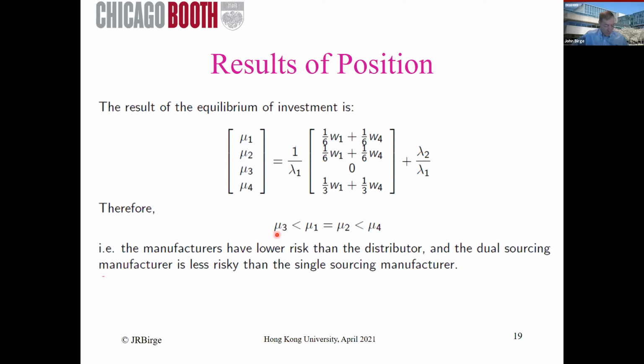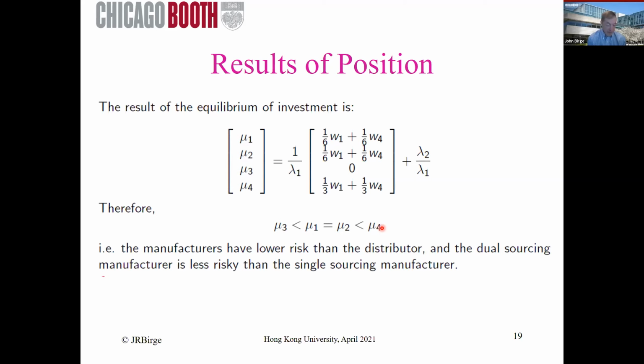The risk that firm is undergoing is less than the rest of the other firms. The firms that are connected to one in terms of manufacturing have somewhere in between in terms of risk. And then this firm, which is a distributor and connects to both regions, actually has the greatest risk. And that means its overall value is the greatest, or its overall expected return is the greatest.